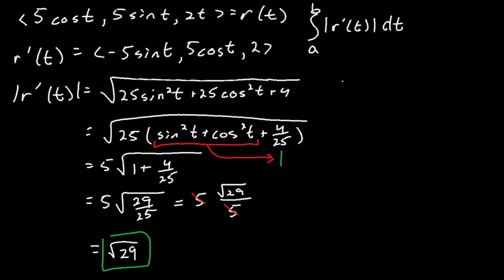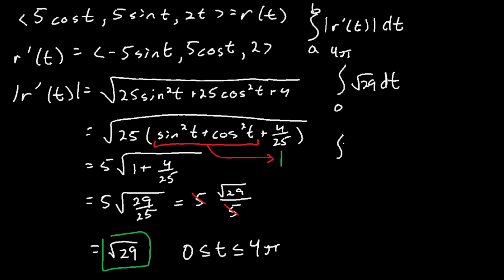What bounds are we integrating upon? Yep. Didn't write that down. Great. At least I'm just working through this. The bounds are 0 and 4 pi. So 0 and 4 pi is what we're integrating upon. Square root of 29 is the magnitude of the derivative of r, integrating with respect to t. So all you get here is square root of 29 t.